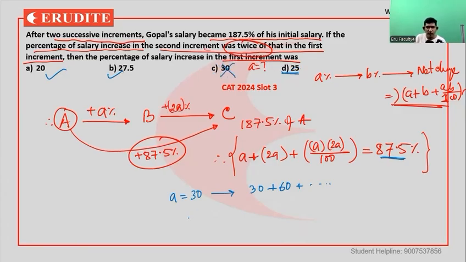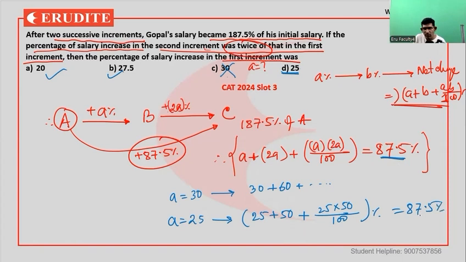Let's check with 25. If I put A equal to 25, then what happens? 25 plus 50 plus 25 into 50 upon 100 would be exactly 87.5%. That exactly matches my question. So I can safely say that 25 is my confirmed answer.